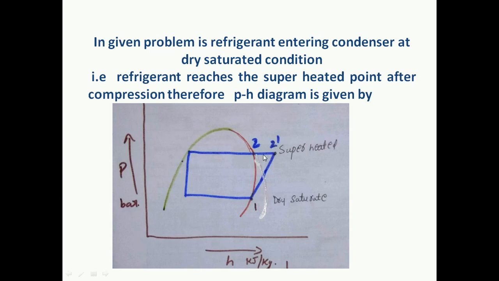Anyhow, in the condenser, before it reaches the saturated liquid point, it will pass the dry saturated point also. That point I note down as 2, and then it reaches point 3. Then isenthalpic expansion takes it to point 4. This is the evaporator temperature, this is the condenser temperature. This is how your problem works.